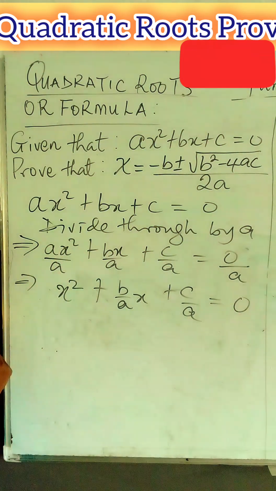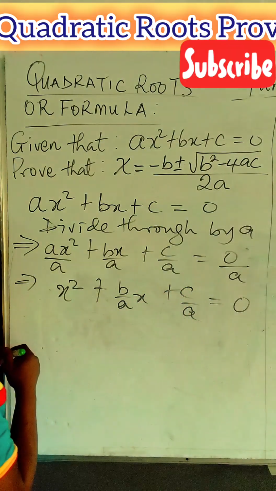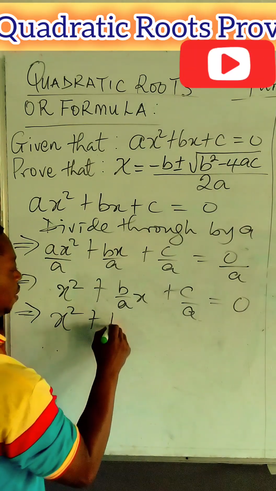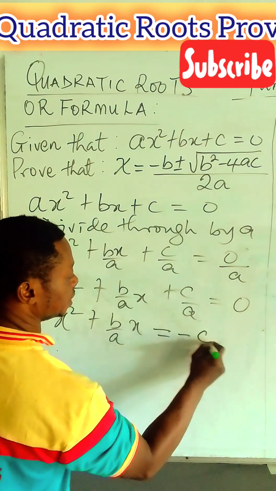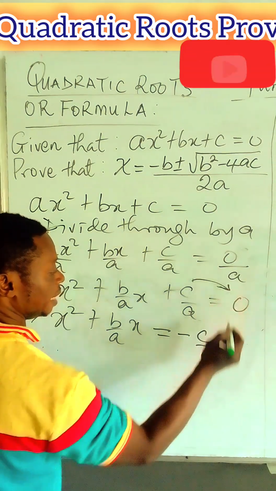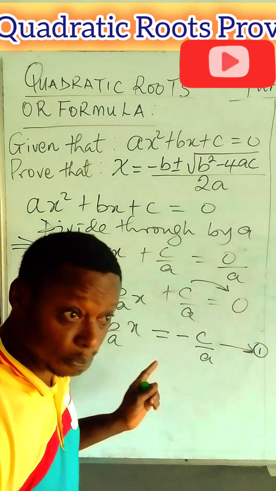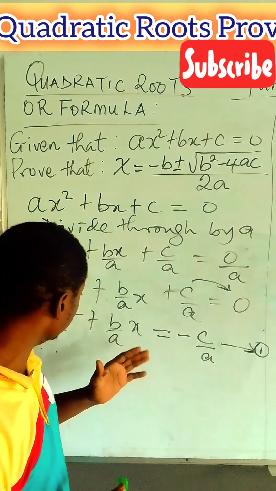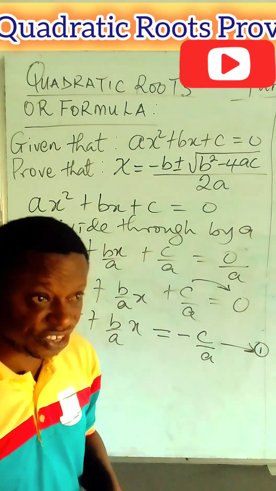Then we transpose the constant term, which is referred to as the constant term of the quadratic equation, to the right hand side. Definitely we will have x squared plus b over a x equals minus c over a. That is so because it was positive, so to this other side it will become negative, and we call that equation 1. This approach is called the completing the square method of solving a quadratic equation. So with this approach, we will pause at this point and complete the square on both sides of the equation.